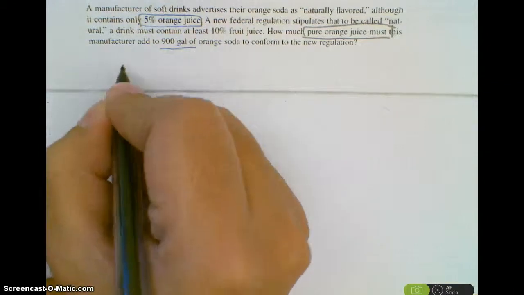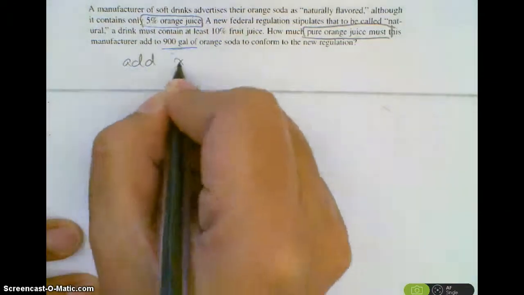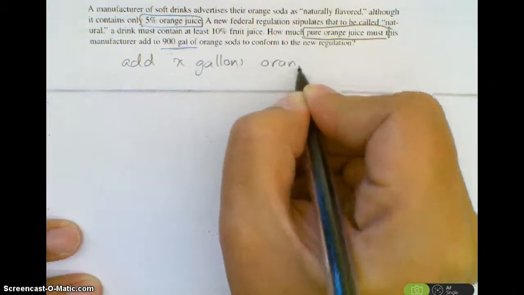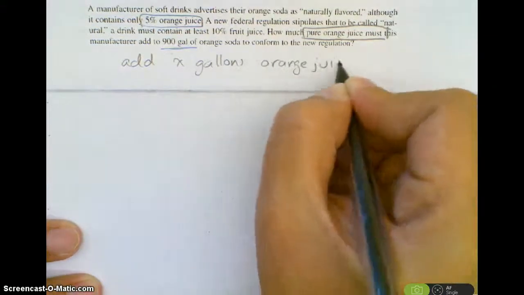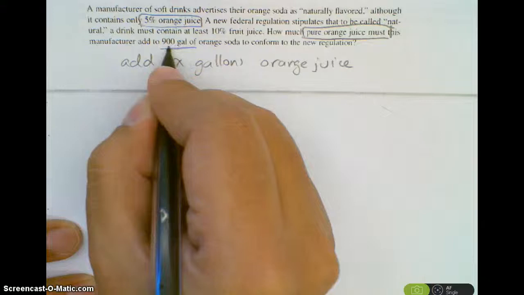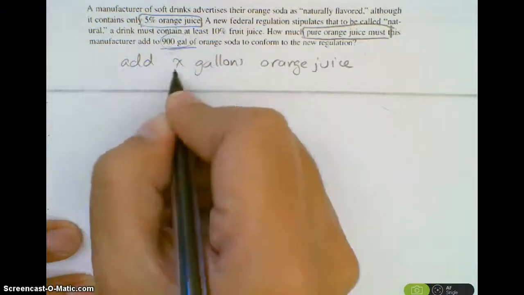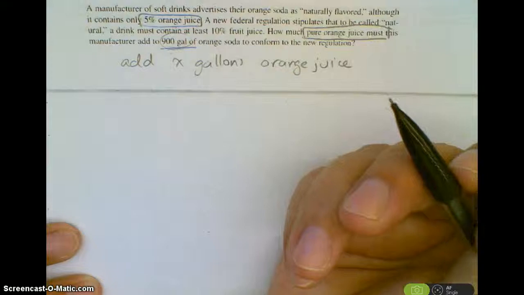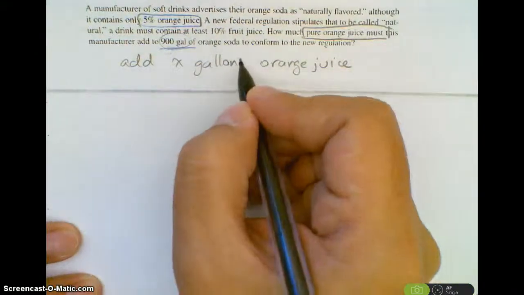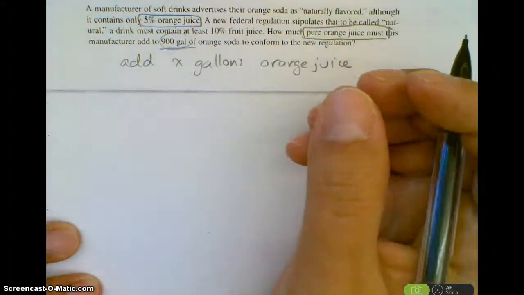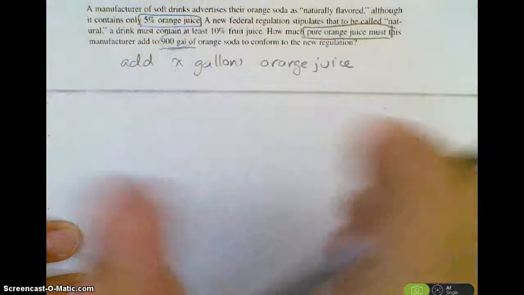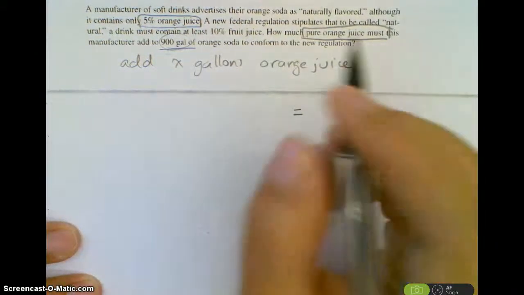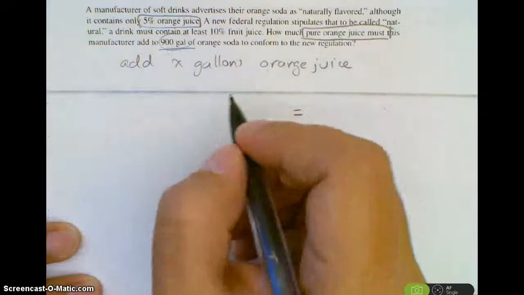So we just need to add pure orange juice. We don't need to add more water, or carbonated water. So I'm going to add X gallons of orange juice. Now I want to use the same units as this 900, so that when I get my answer, if I get a decimal, at least I know an interpretation of it. So okay, let's set up an equation knowing how many gallons of pure orange juice I have.